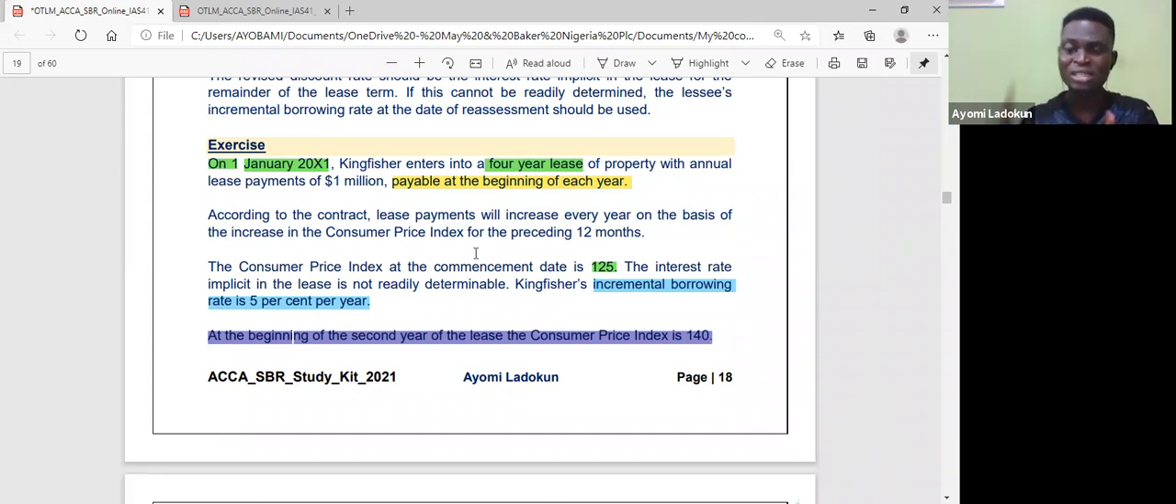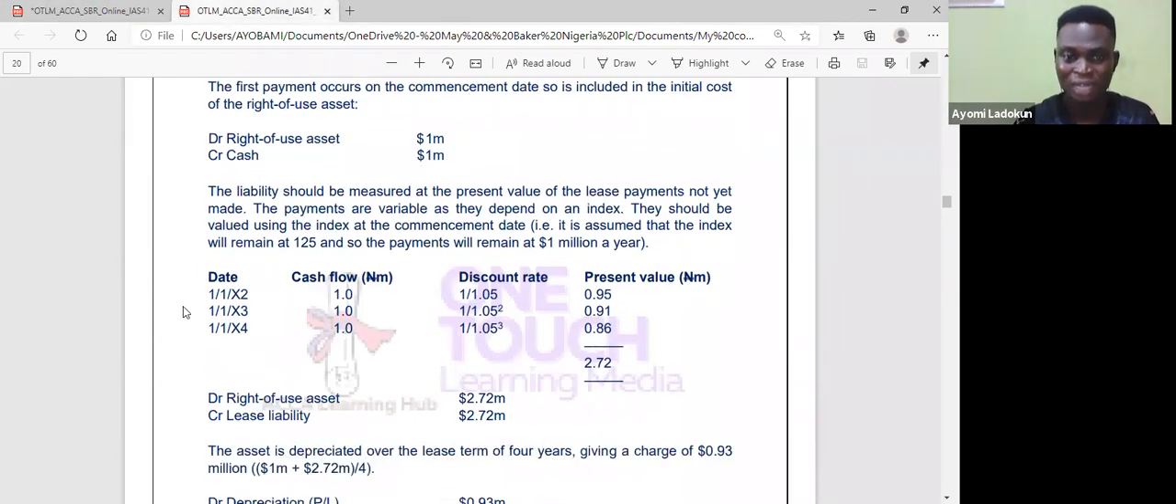So the question now is, I'm going to pay in year 2, at the beginning of year 2, January 1, 20x2. But today, I need to discount to present value. So that's what you do, just like we did earlier. Can you see? So 1/1/20x2, I have 1 million. I discount to present value because it's in the future, so that I can have 2.72. Everybody should be able to do that.